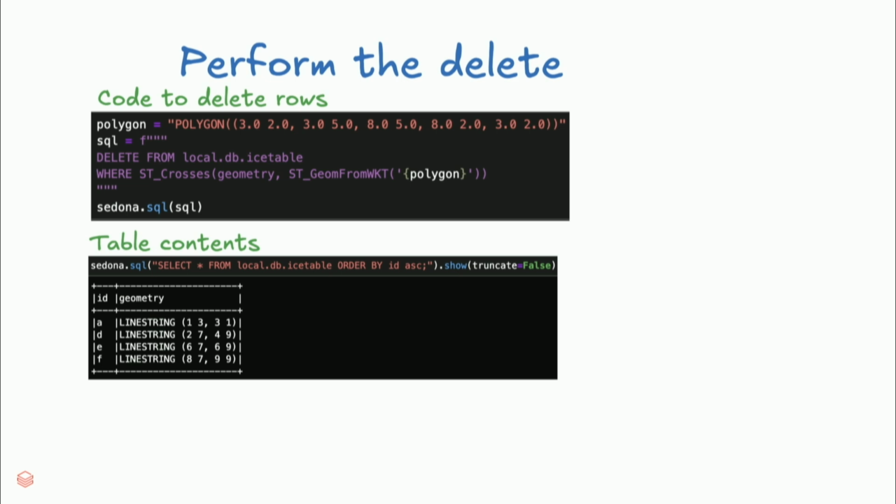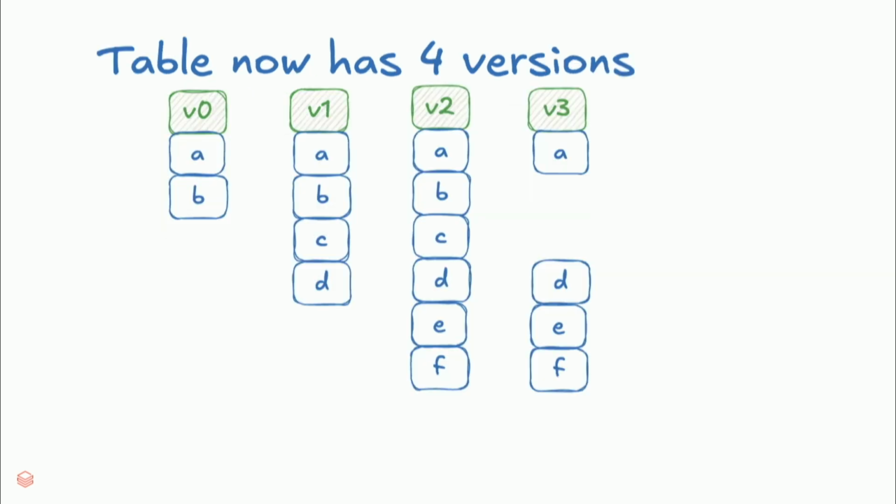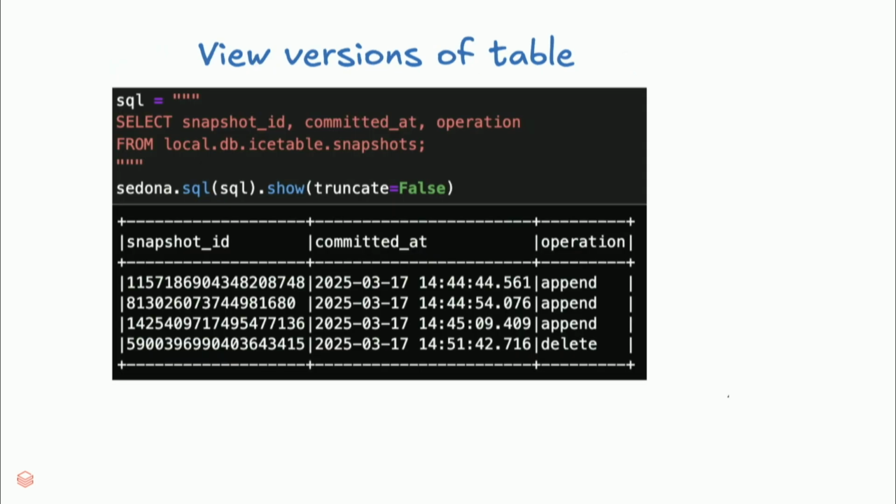So eventually what you have is the following, right? You have a table where the two line strings, B and C, got removed. Now, if you look back, we have done 4 operations, 4 transactions on the table, and the Iceberg table now has 4 versions. If you look back through the Iceberg snapshots, you'll be able to see all 4 snapshots and also the corresponding operations associated with each snapshot. So that is the power of Iceberg.